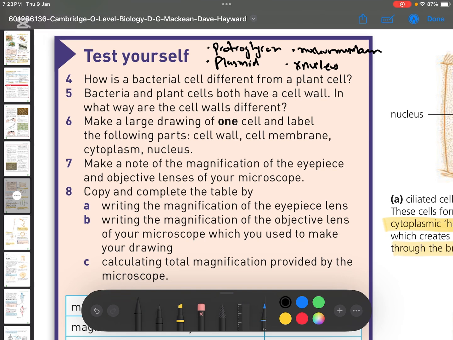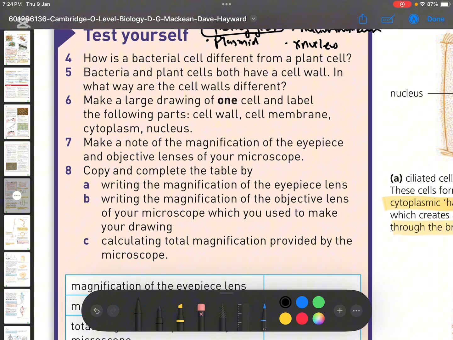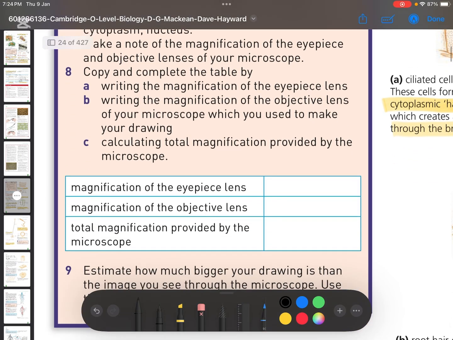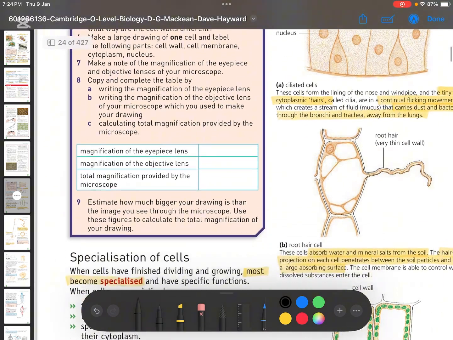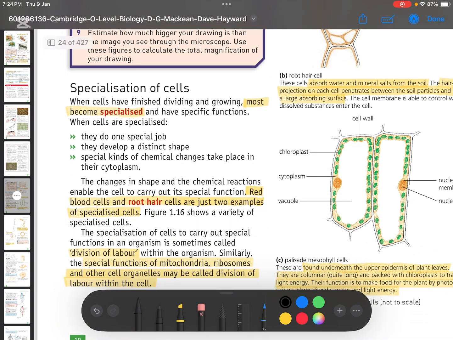Bacteria and plant cells both have cell wall. In what way are the cell walls different? As we have discussed, the bacterial cell walls are made up of proteoglycans, whereas the plant cell walls are made up of cellulose. Make large drawing, one labeled. This is easy, and this all is about magnification, which we are going to learn later on in the other playlist. Now moving on to specialization of the cell.